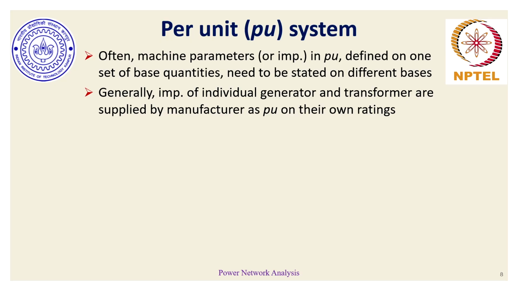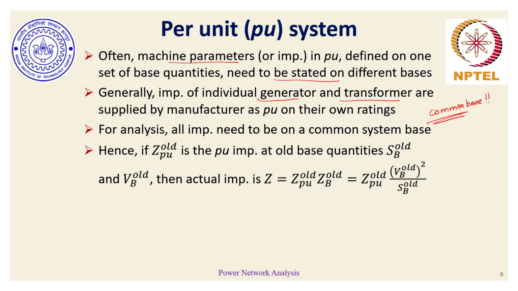So essentially, different elements could have different machine parameters under different bases. And when these different elements are connected in a common power network, be it generators or transformers, it is important that all these impedances of different elements are scaled down to a common rating or a common base. So how do we ensure that these elements are all being referred to a common base is what is going to be the discussion here.